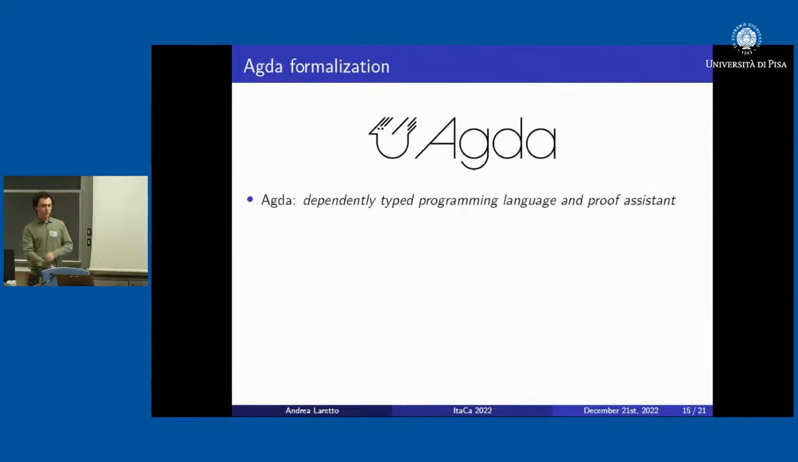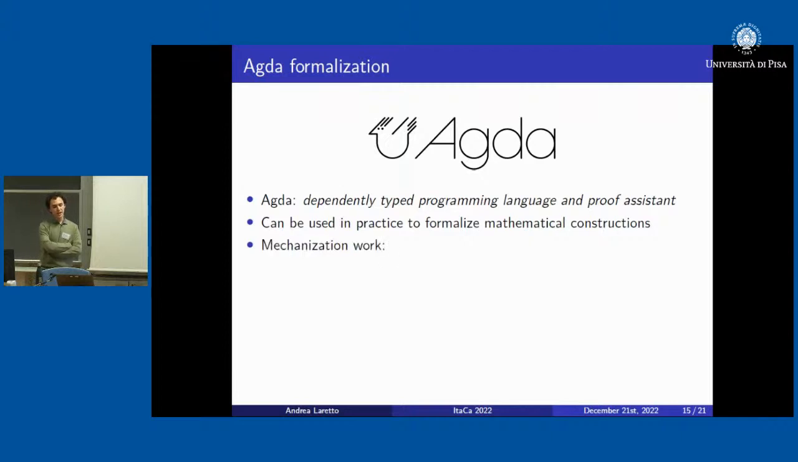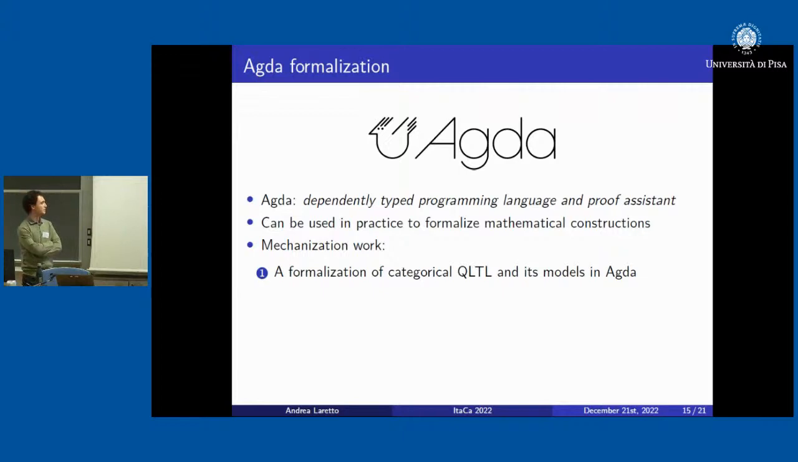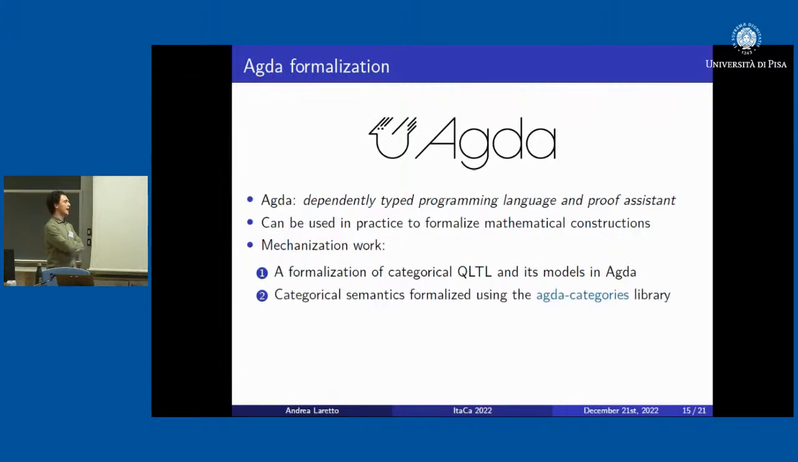Right. Now we're going to be talking a bit about the formalization. So Agda is a proof assistant, essentially, which is based on dependent types and also doubles down, obviously, as a programming language. And it can be used in practice to formalize these kinds of mathematical constructions. And our work essentially consisted of formalizing this categorical semantics of QLTL in Agda, and using the Agda categories library, which I'll be talking about shortly.